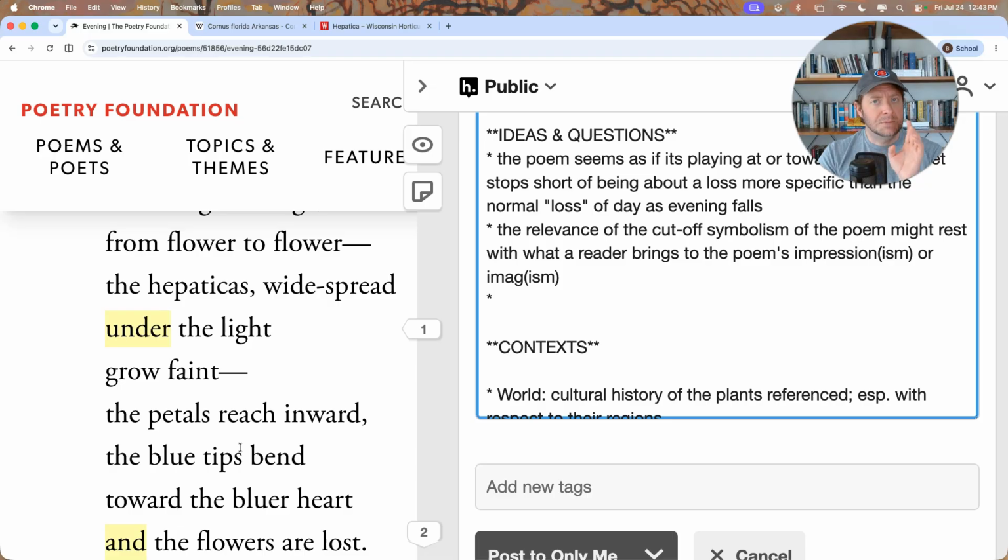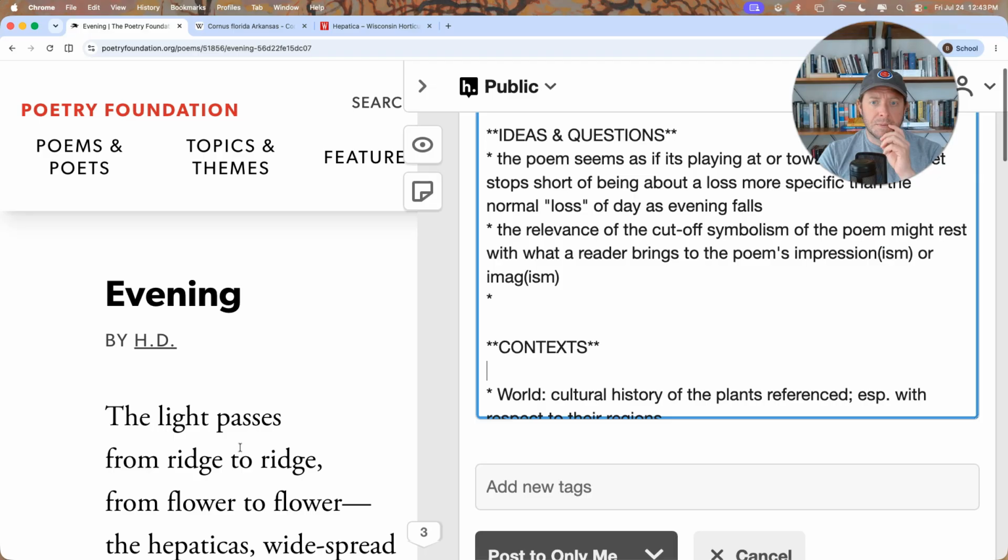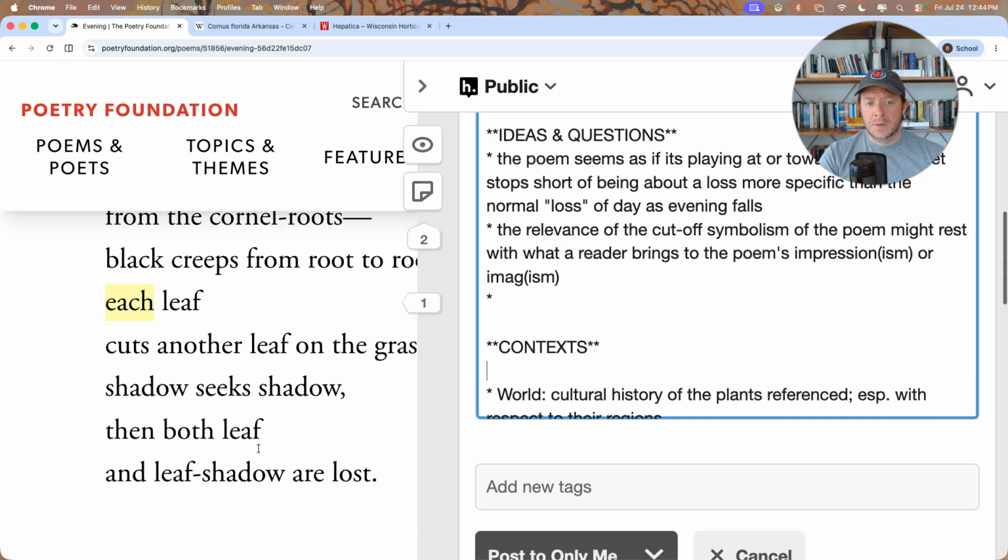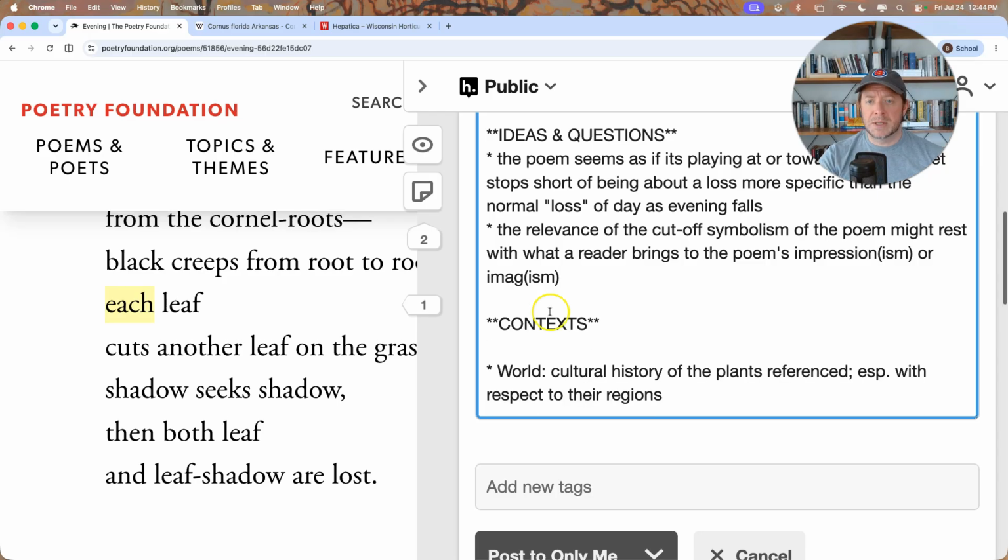I'm not sure, to be honest, at the moment anyway, that I have any questions; the poem itself doesn't ask questions. And at the moment I don't have any other ideas about it, but maybe as I work through contexts, something will come up. Okay, readers, of course, HD scholars, scholars of modernist poetry, modernist imagist poetry.